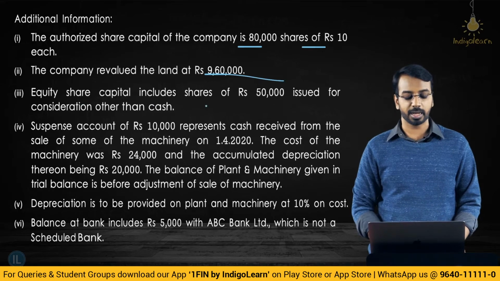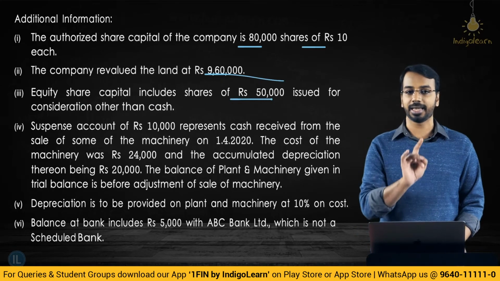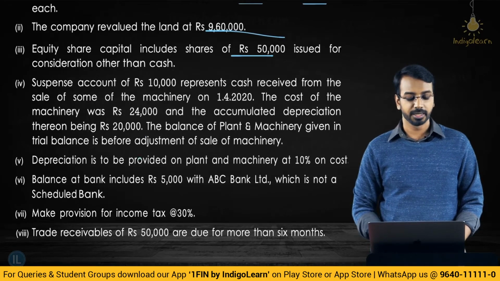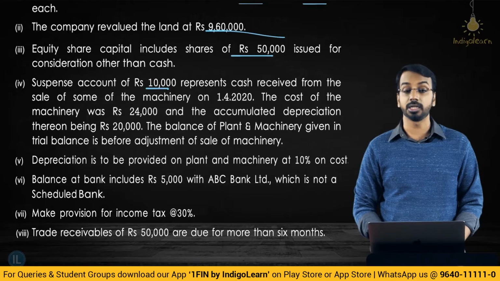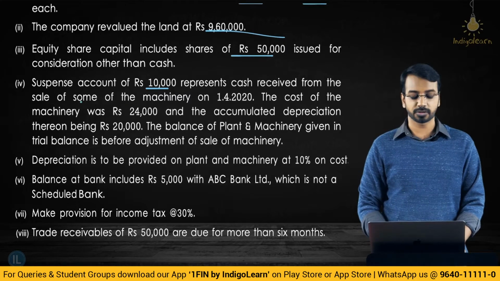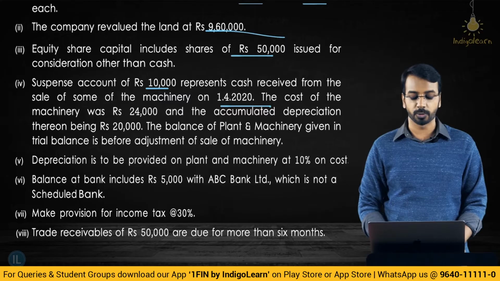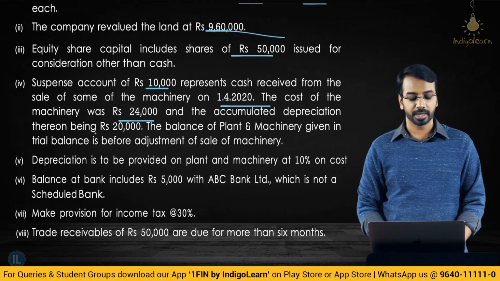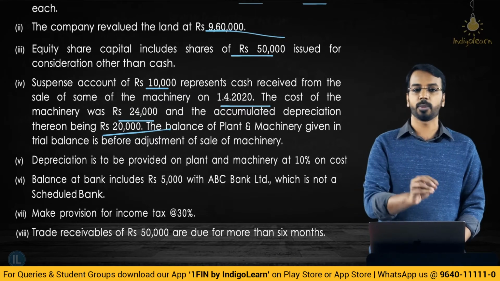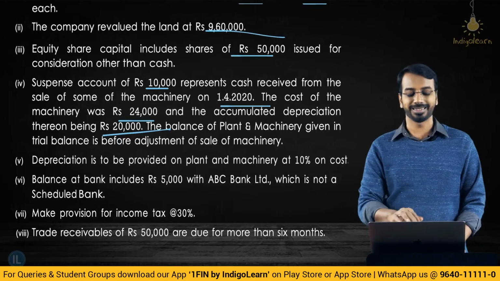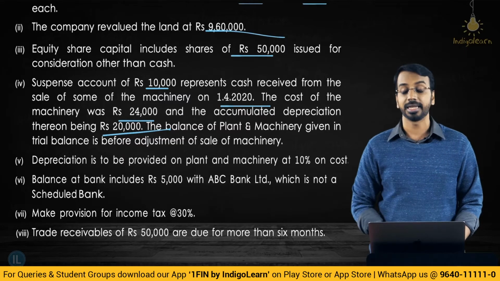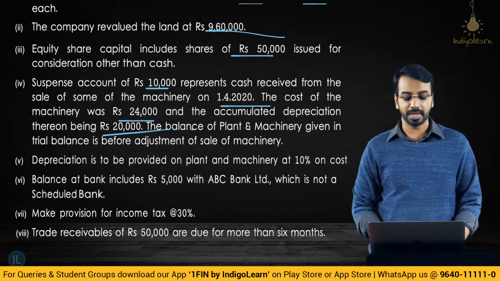Then equity share capital includes 50,000 issued for other than cash, a disclosure requirement. Then the suspense account of 10,000 represents cash received from the sale of some of the machinery on 1/4/2020. The cost of the machinery is 24, accumulated depreciation is 20. So 24,000 minus 20,000 is the book value, 10,000 is the sale value, so 6,000 is your gain, which will be your other income. Balance of plant and machinery is before the adjustment of sale of machinery.